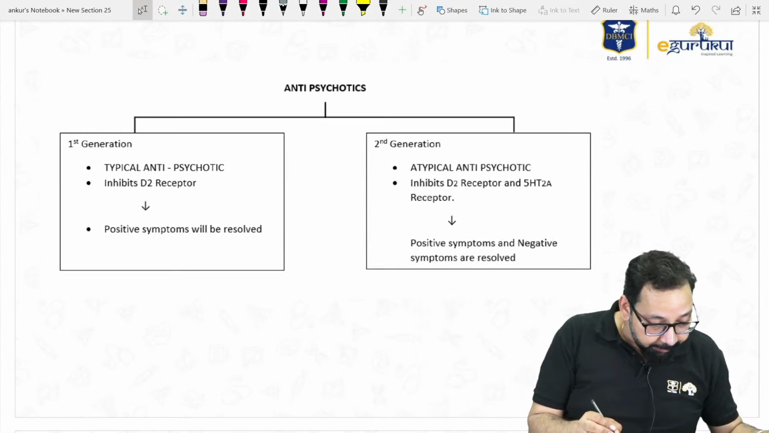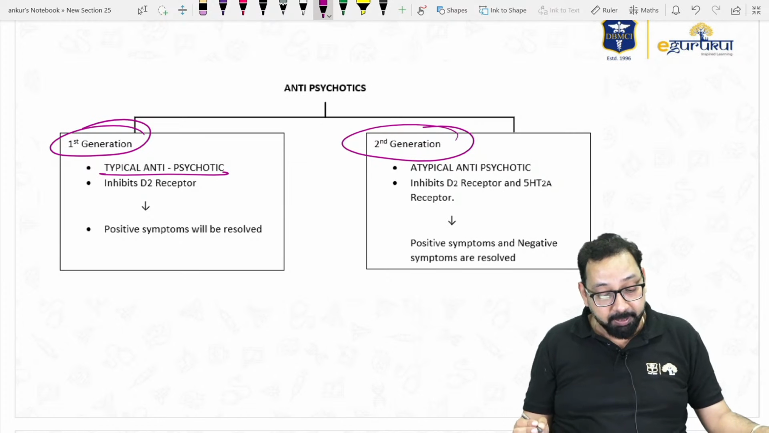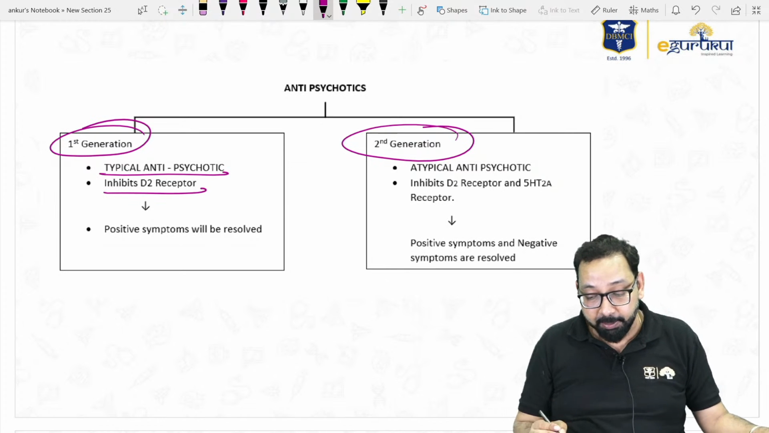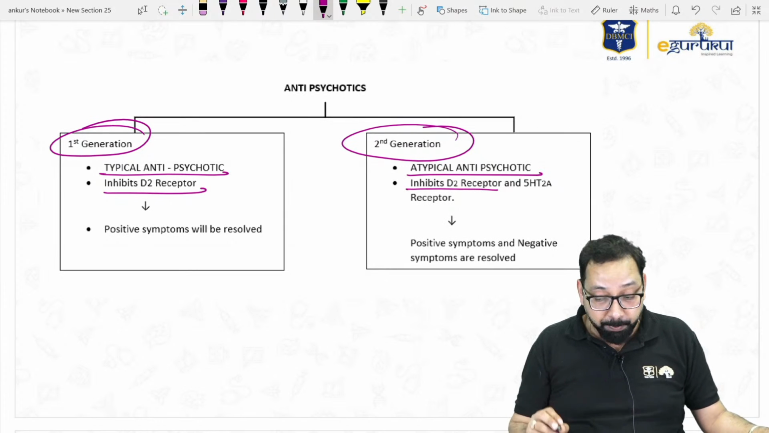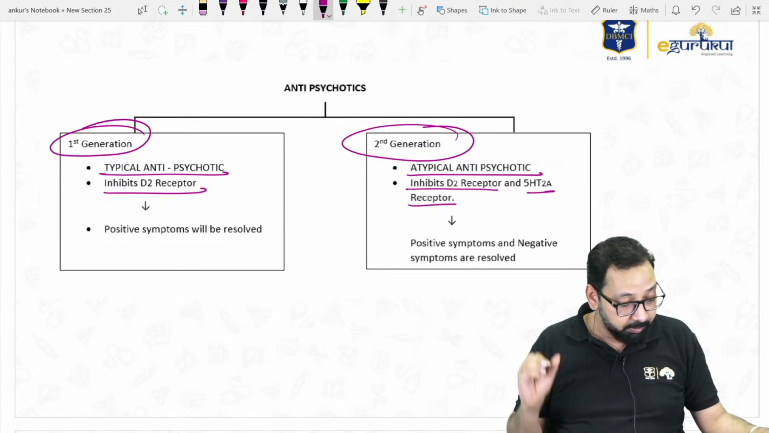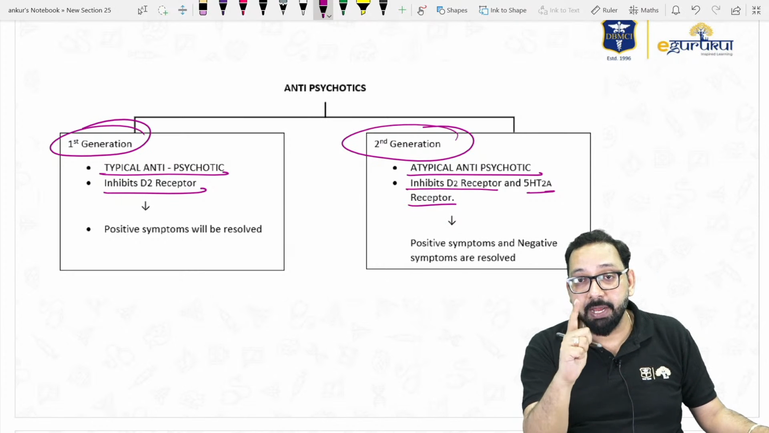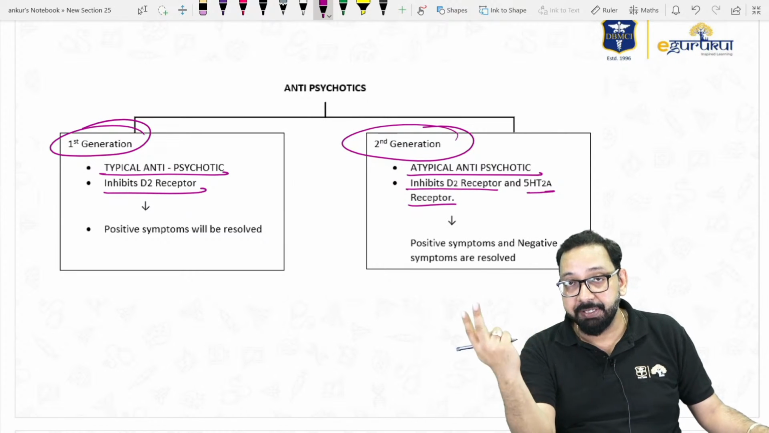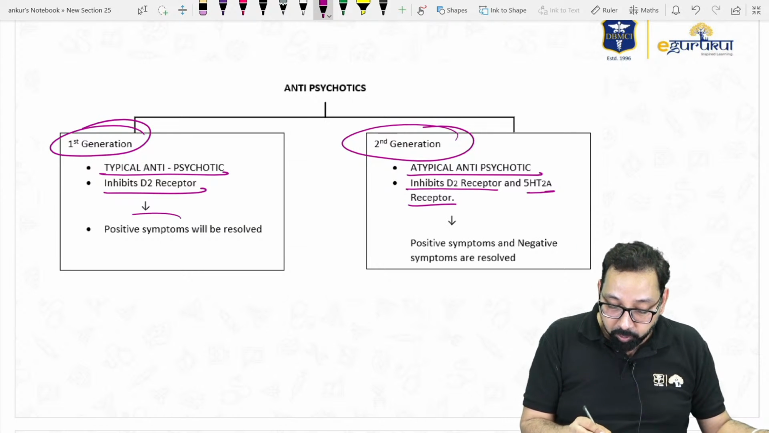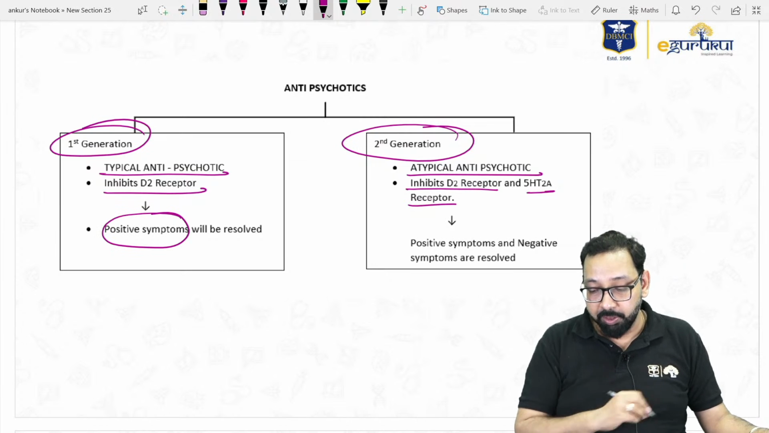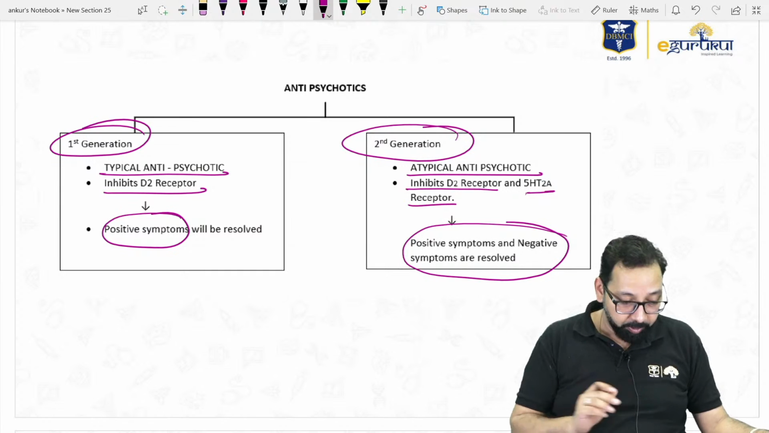Antipsychotics: first generation antipsychotic, second generation antipsychotic. First generation is called typical antipsychotic, a D2 receptor antagonist. Atypical antipsychotic is a dopamine receptor and serotonin receptor antagonist. So remember, in first generation, 1 type of receptor is inhibited. In second generation, 2 types of receptors are inhibited. In first generation, only positive symptoms are resolved. In second generation, both positive and negative symptoms are resolved. Clear?